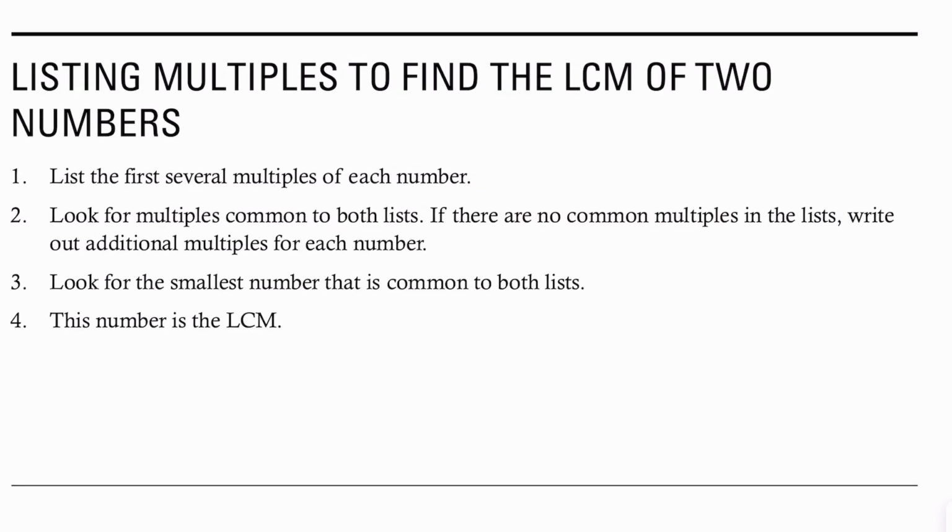So what are the steps that we would need to take? And I recommend writing these down for your first couple of ones so you can reference. So we first want to list the first several multiples of each number. Then we want to look for multiples common to both lists. If there are no common multiples in the list, we then continue to write out additional multiples for each number. Then we look for the smallest number that is common in both lists. This number will be the LCM.